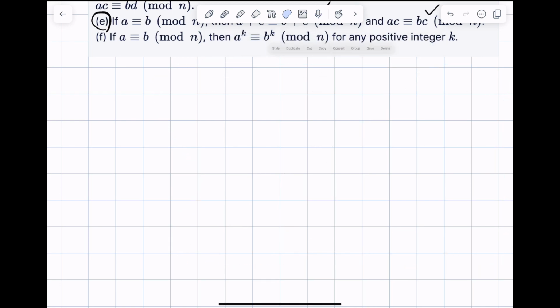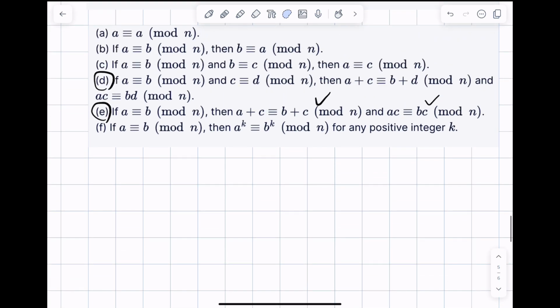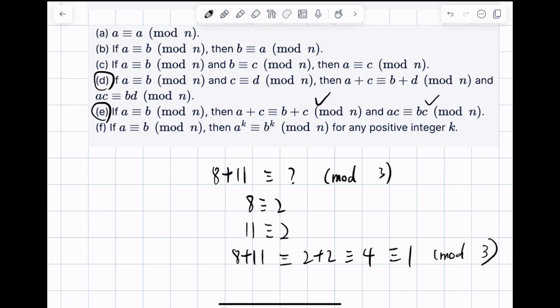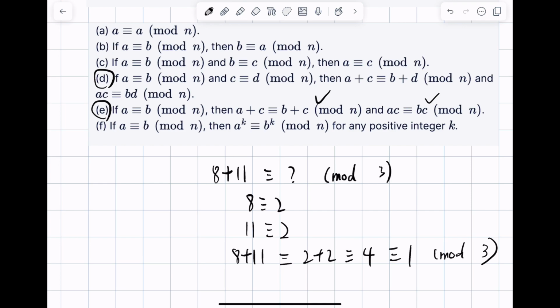let's also check the addition. If we have A plus 11 is congruent to something mod 3, we know A is congruent to 2 mod 3. I will ignore the mod 3 here. And 11 is congruent to 2 mod 3 as well. Then A plus 11 is congruent to 2 plus 2, which is congruent to 4, which is congruent to 1 mod 3. Right, so this is still part D, for addition.